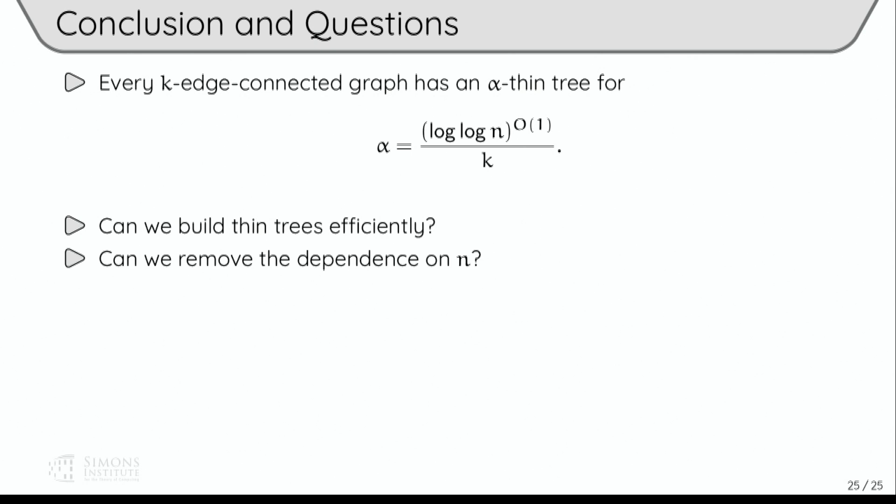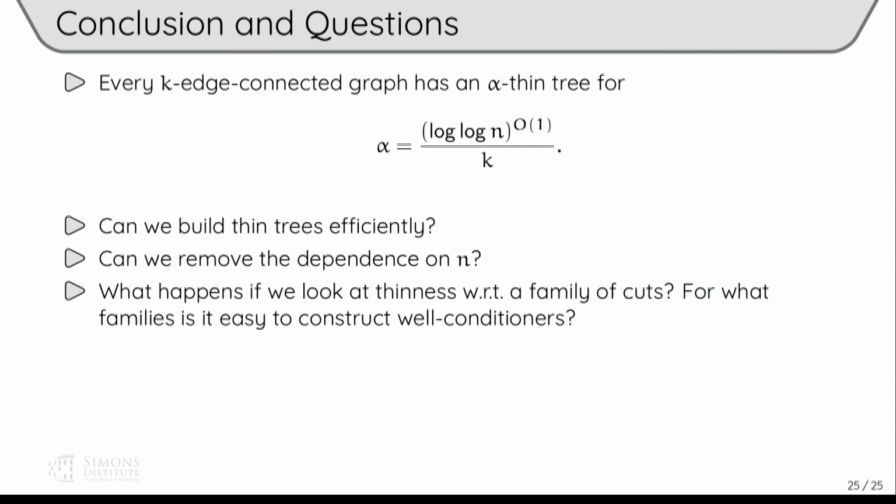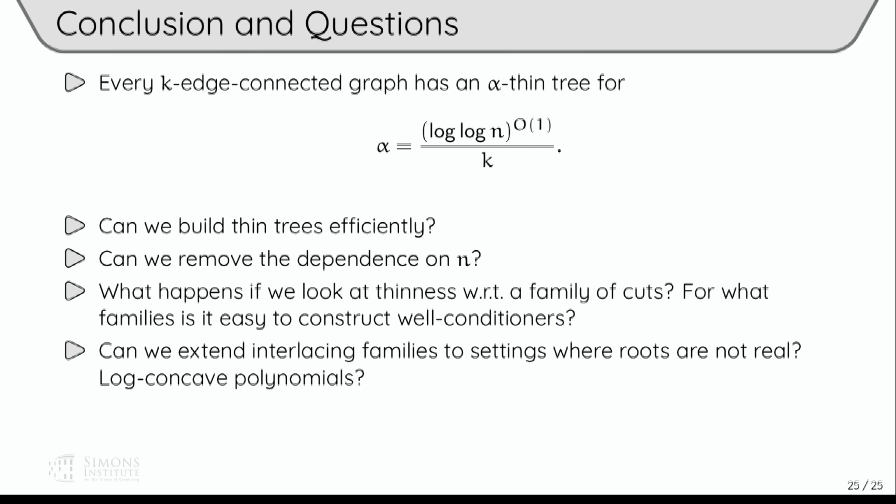The other obvious question is whether or not we can remove the dependency on n. That would have a lot of implications even for the asymmetric traveling salesman problem. So I gave you this toy example about degree cuts, right? What about other families of cuts? If you care about thinness with respect to some subset of the cuts, for what families can you get a tight well conditioner? Okay?